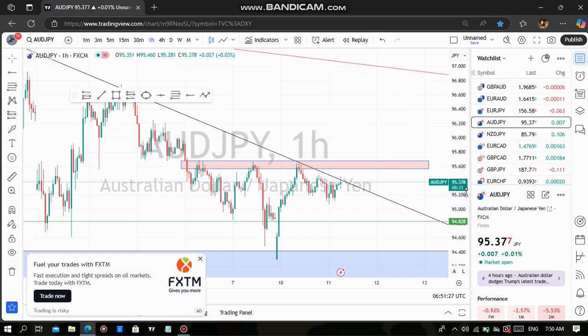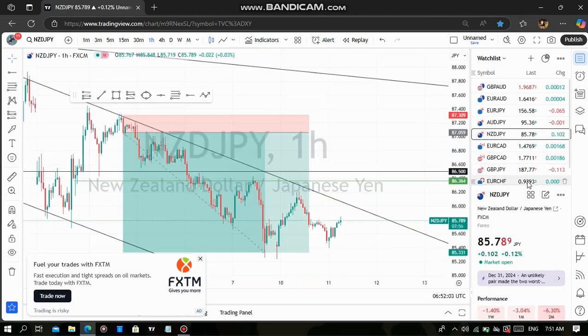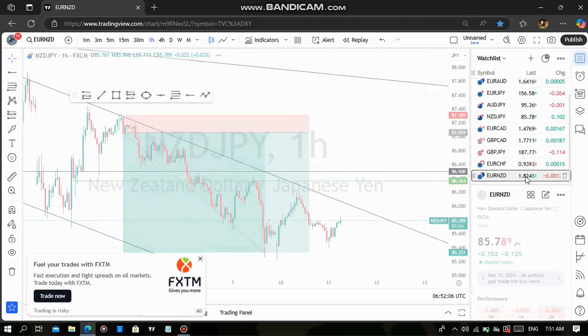This H1 candle will close in the next 8 minutes, so I'll wait for it to close. This might be our next trade. Once this H1 candle closes as a clear rejection candle, I'll be taking a short trade. I'll be selling AUD JPY ASAP, but I have 8 minutes left, so I'll have to wait. Also, we have our NZD JPY down to Euro JPY.